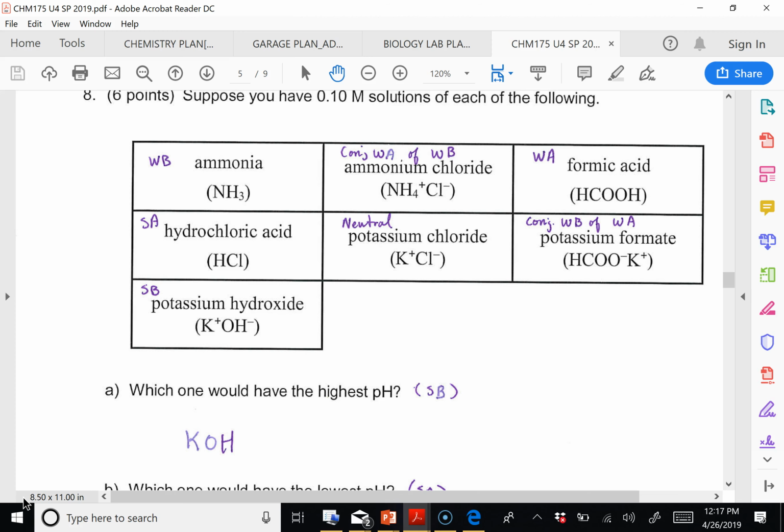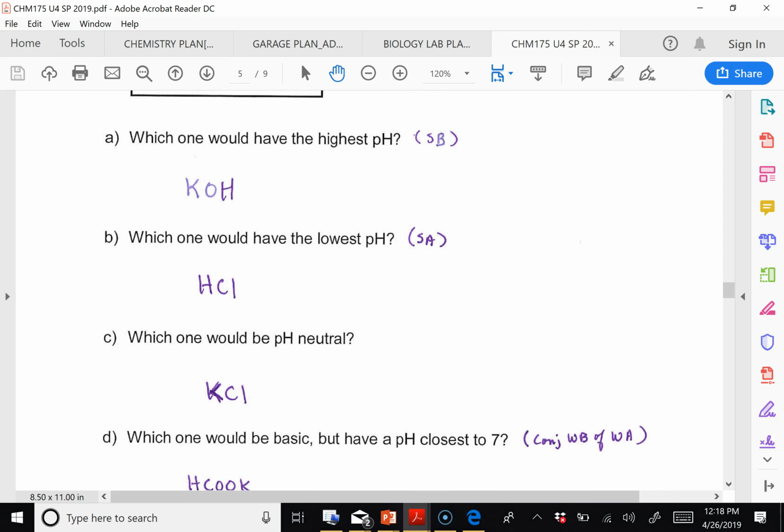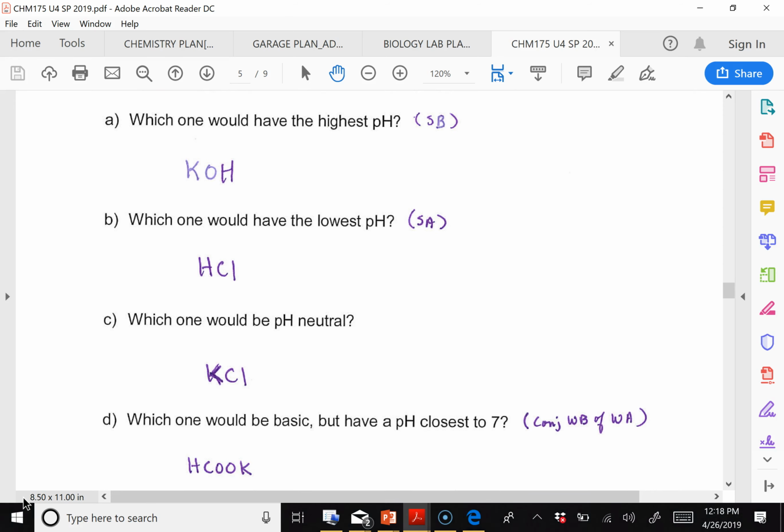So with all of that in mind, which would have the highest pH? I still sometimes catch myself on that it says highest pH. Highest pH would be the most basic, not the most acidic. So that's going to be the strong base, KOH. What I started to say is I think highest pH, highest hydrogen ion concentration. That's not right. Highest pH actually is the lowest hydrogen ion concentration. So for B, what would have the lowest pH? Your strong acid HCl. Neutral will be the KCl.